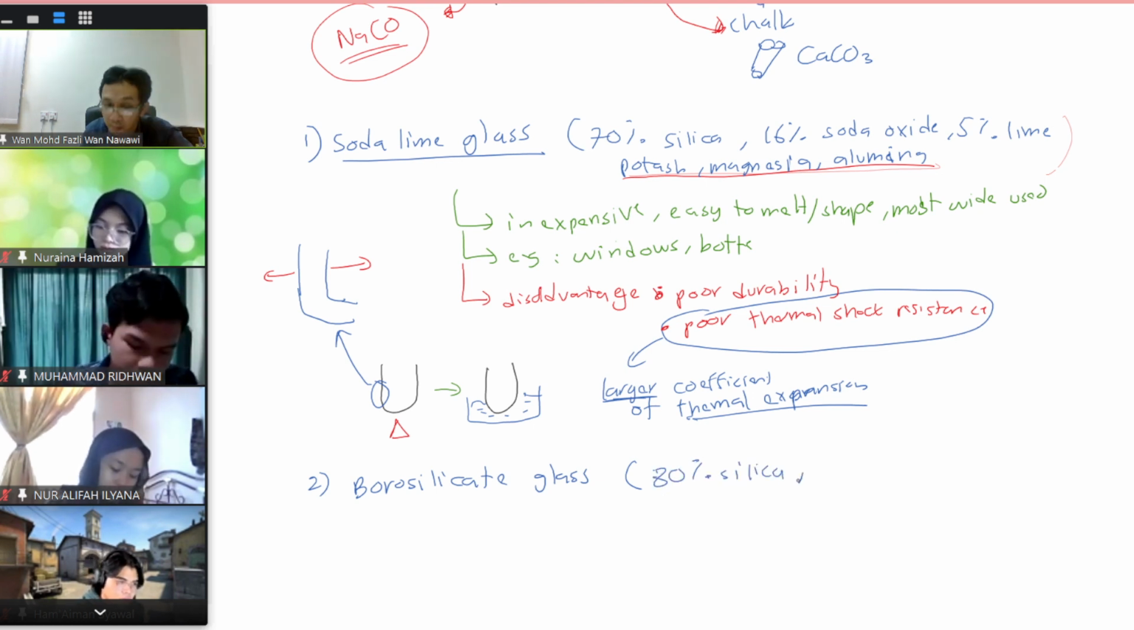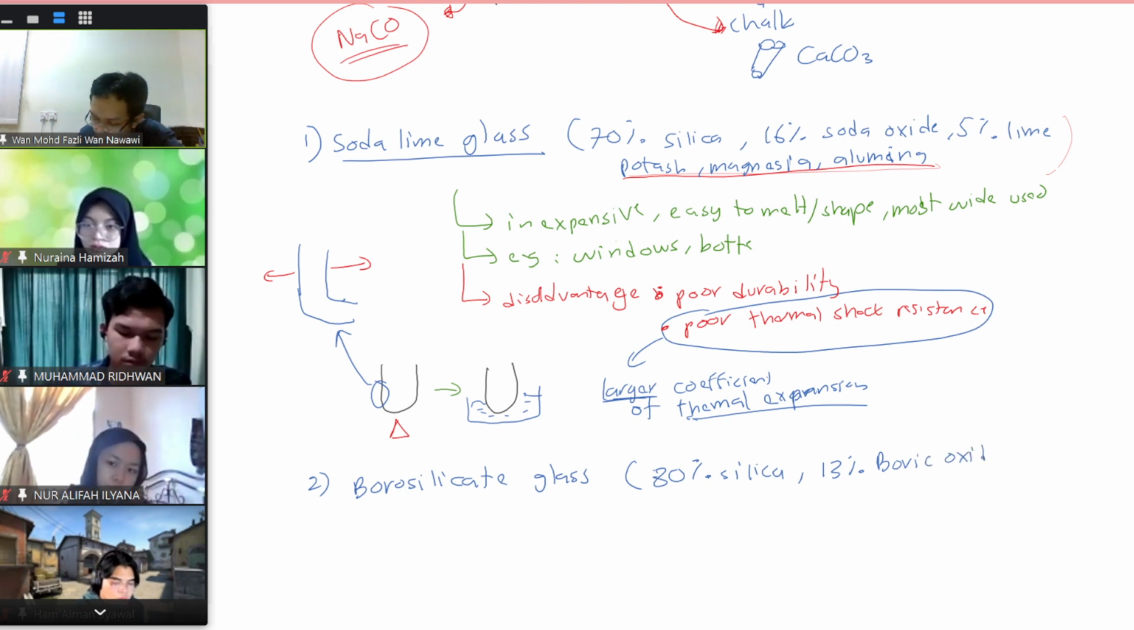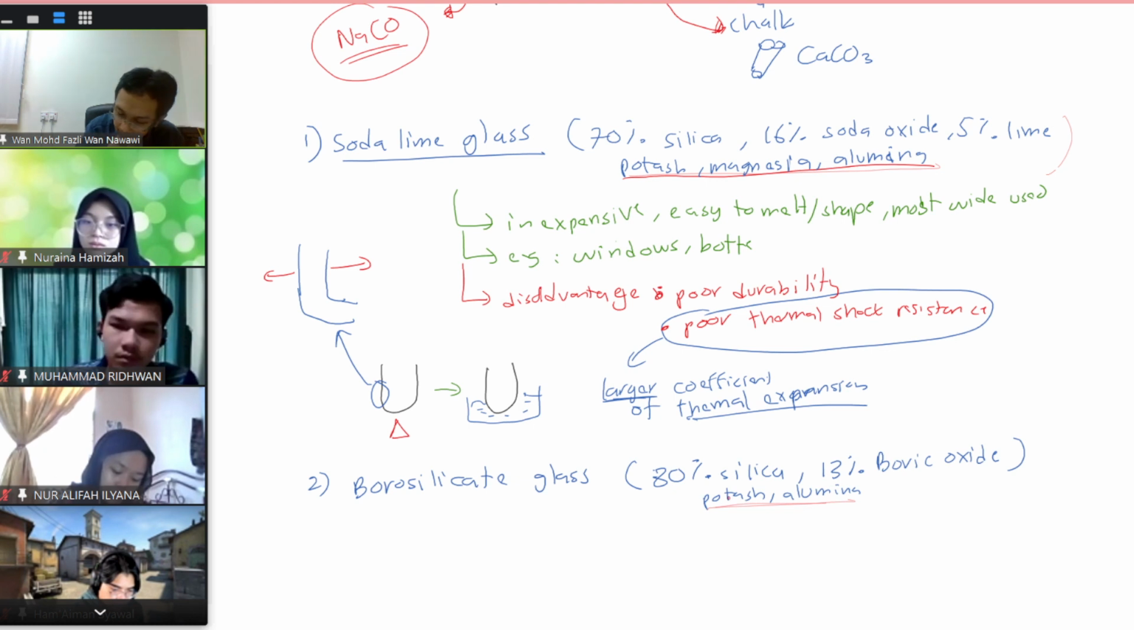But the most important ingredient, what makes this different from soda lime glass, is that they have around 10 to 13% boric oxide. Then you have the other things like potash and alumina, but in very, very small amounts. This I put in red here. But the main thing is boric oxide.